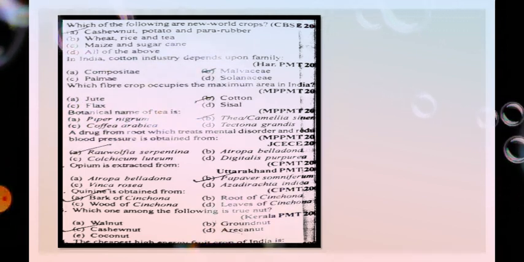Then which of the following are the new world crops? We have already seen the two types of crops, the old world crop and the new world crop. So cashew nut, potato and para rubber are the new world crops. Then in India, the cotton industry depends upon the family Malvaceae, because cotton belongs to the family Malvaceae. Then which fiber crop occupies the maximum area in India? That is cotton. The botanical name of tea is Thea or Camellia sinensis.